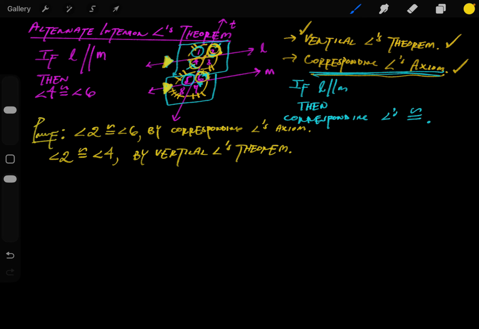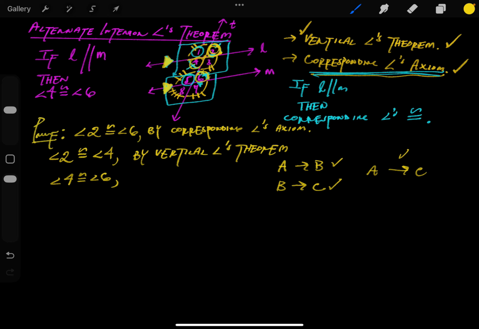And then you could say it like this. 4 is the same as 2. 2 is the same as 6. Therefore, 4 is the same as 6 by what's called transitivity, which is just to say that if A is the same as B, and B is the same as C, then you can go from A to C. This is called transitivity. And that's what we did here. I went from 4 to 2, then from 2 to 6. Therefore, I could go from 4 to 6 by transitivity.